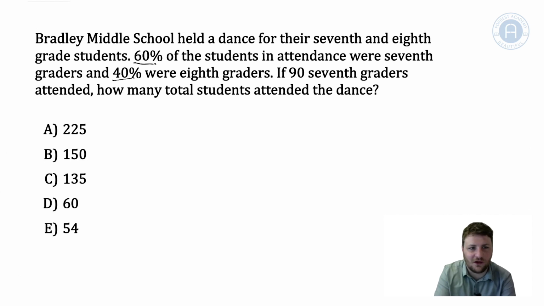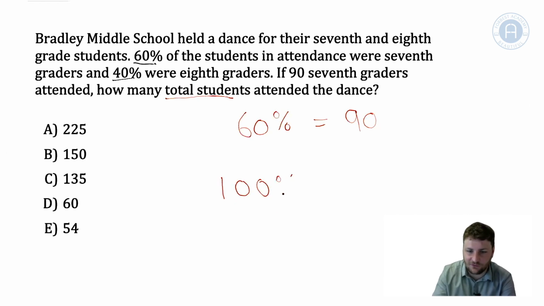So we're going to start this one, I think, using the breaking down method, because we know that we've got 90 7th graders, so that 60% is equal to 90 students. If we're trying to find the total number of students, we're trying to get to 100%. So if I've got 60%, I can divide by 6 to find 10%. 90 divided by 6 is going to equal 15.